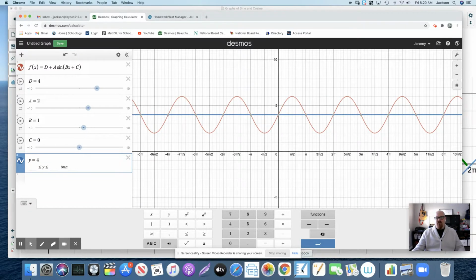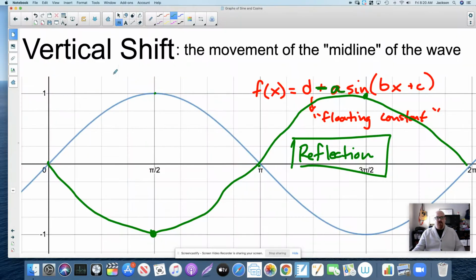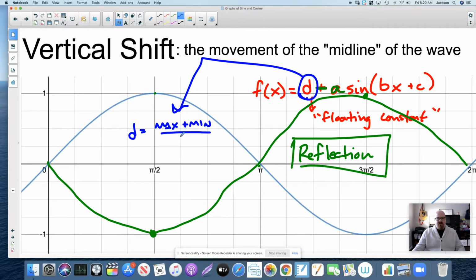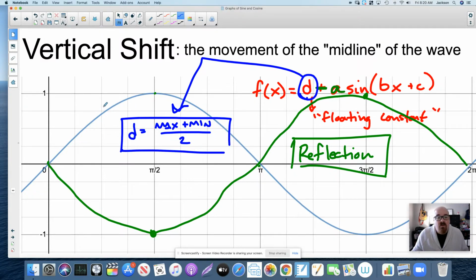So as a formula, we've had formulas for almost all of these. As a formula, we could say here that D, which is the variable that dictates the vertical shift, is equal to the average of the max and the min. So we can add the max and the min and divide by 2 to get the value of D, okay? That's going to be important when we're looking at tables, when we're trying to identify the function from the graph. All of that's going to be important once we start doing that.